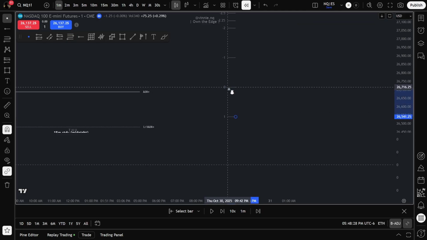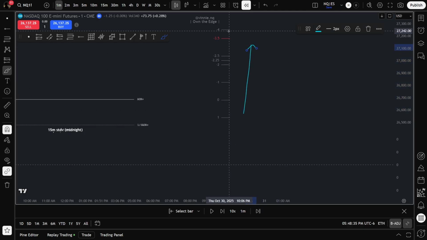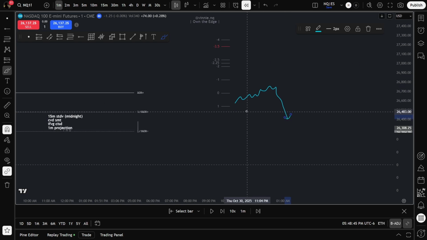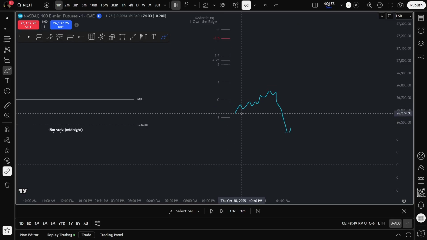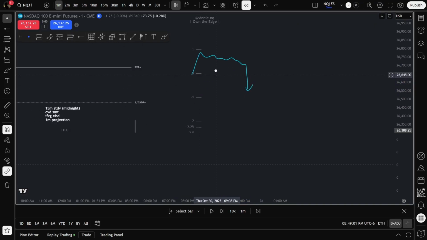And now you need to understand how your projection is invalidated. So when I draw this projection, I'm expecting price to come up and hit these levels. But if price doesn't go up and hit those levels and it goes down like this, then this projection is now invalidated because you took out this low. Because price didn't go where you wanted it to. So I would delete that projection and then I would redraw it to go to the downside like this.